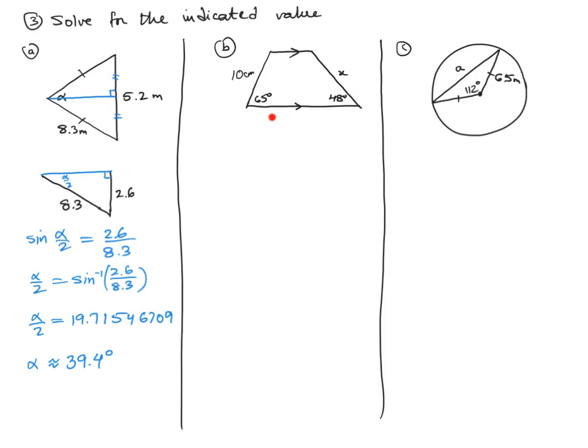Now this here is a trapezoid because of the parallel sides, and there aren't any obvious right angles in a trapezoid, but you can always make an altitude from a point to any line.